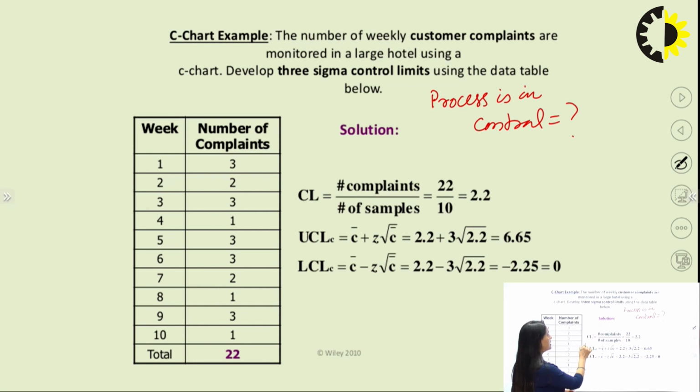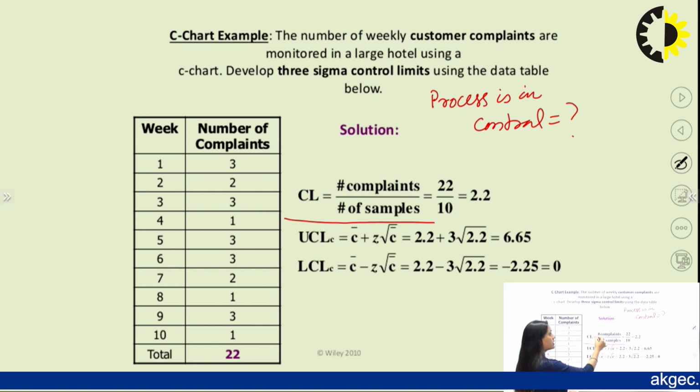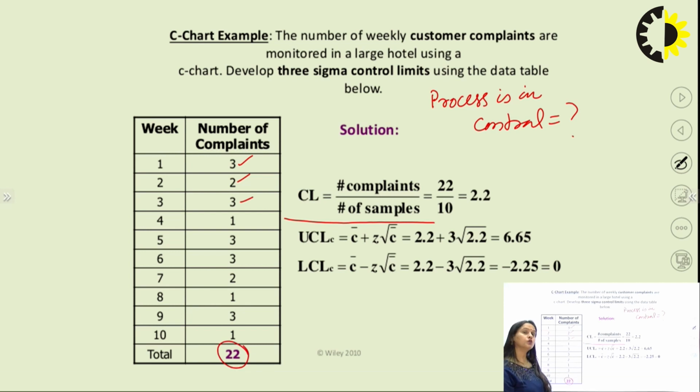So what is CL? CL is the number of complaints, or the number of defects, in one day, summed over the total number of samples, because I have told you we are taking the summation of all defects. So this will be the total number of complaints upon the total number of samples. The total number of complaints, 3, 5, 3, 8 and so on, comes to 22. And the total number of samples here is 1 to 10, so there are 10 samples. So the control limit is 2.2.